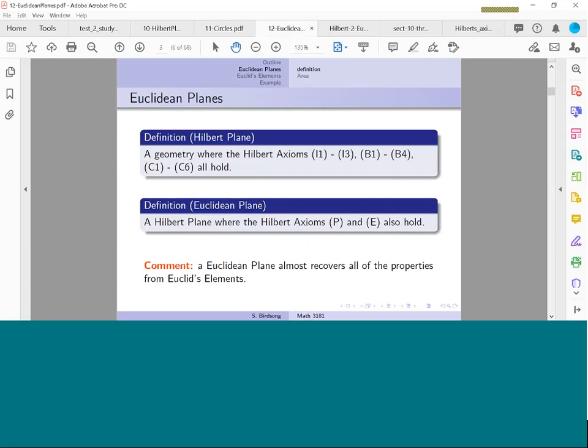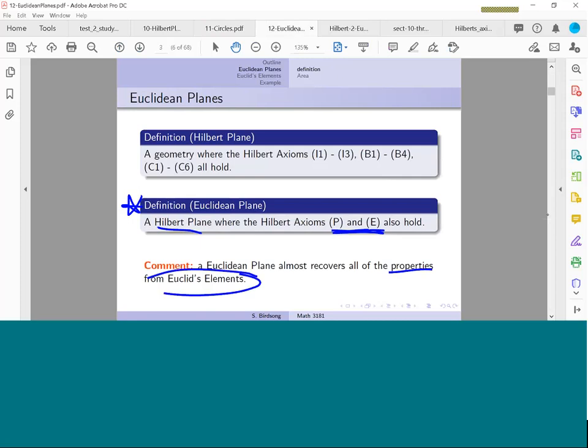So here's the big takeaway on Euclidean planes. Euclidean planes are Hilbert planes, so incidence, betweenness, and congruence axioms all hold. And you've got both that extra circle axiom, so circles play nicely, and you've got Playfair's axiom. That means parallel lines play nicely. In other words, what we actually get here is almost everything from Euclid's elements.